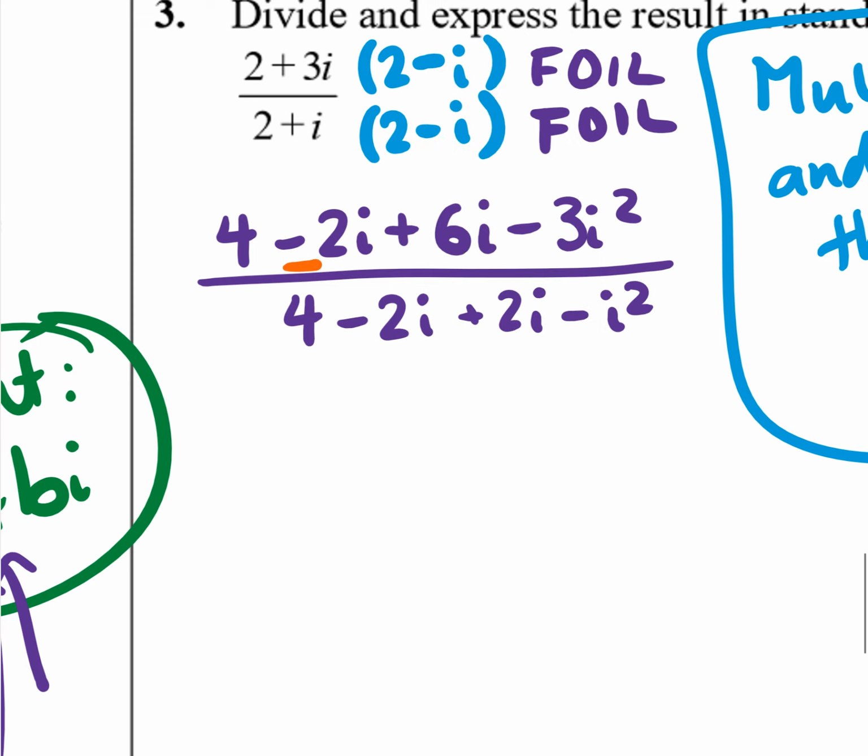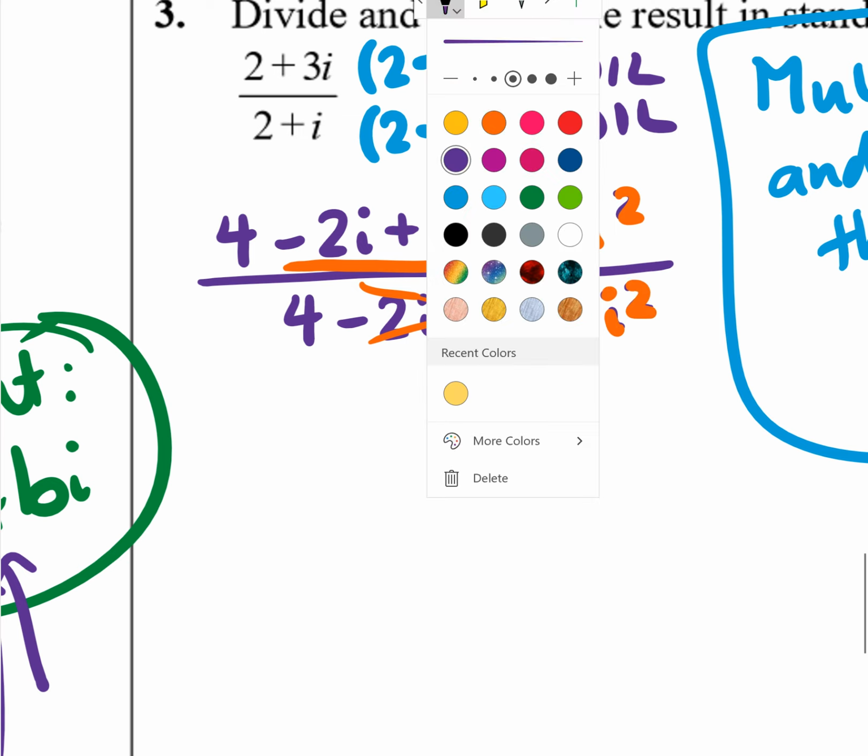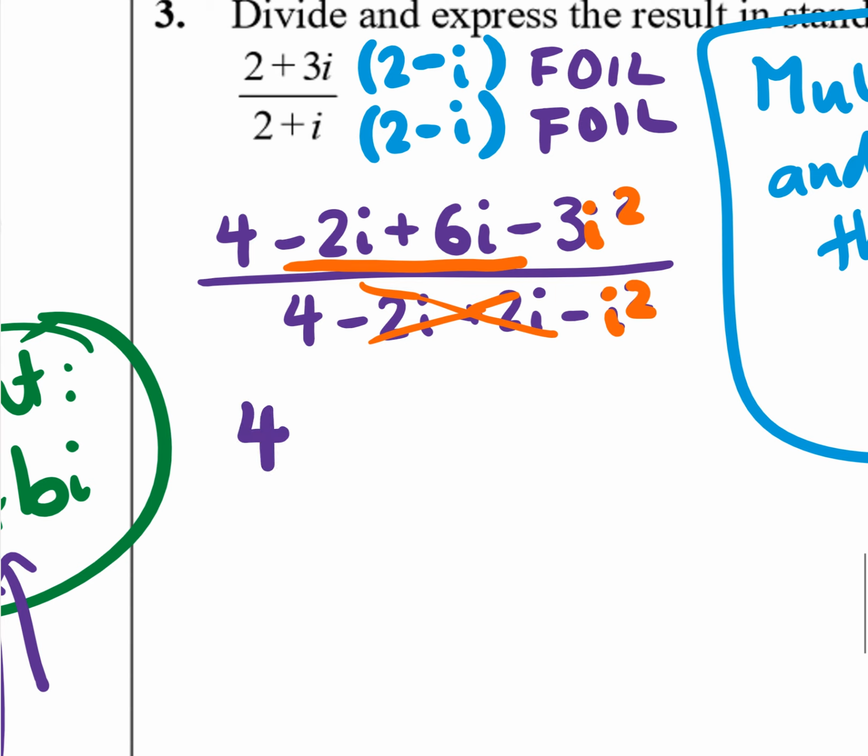So this negative 2i and 6i, those are like terms. And this negative 2i and 2i cancel, so they'll just disappear. And then we'll replace any i squareds with negative 1. So these i squareds that I'm coloring in orange, they'll become negative 1s. So this 4 in the numerator just comes down, and then the negative 2i and the 6i add up to 4i.